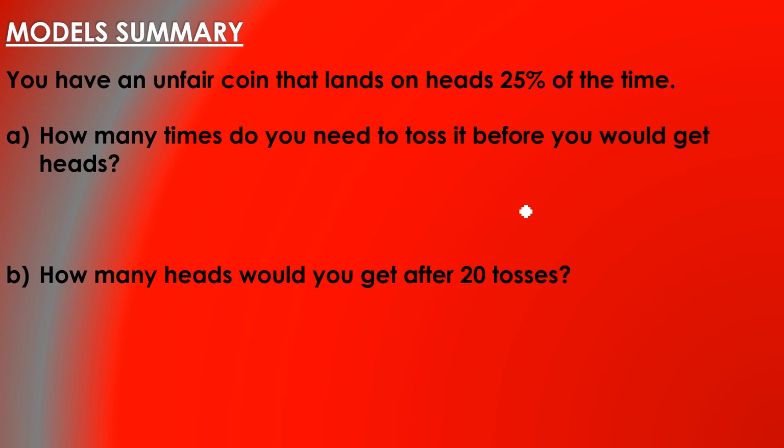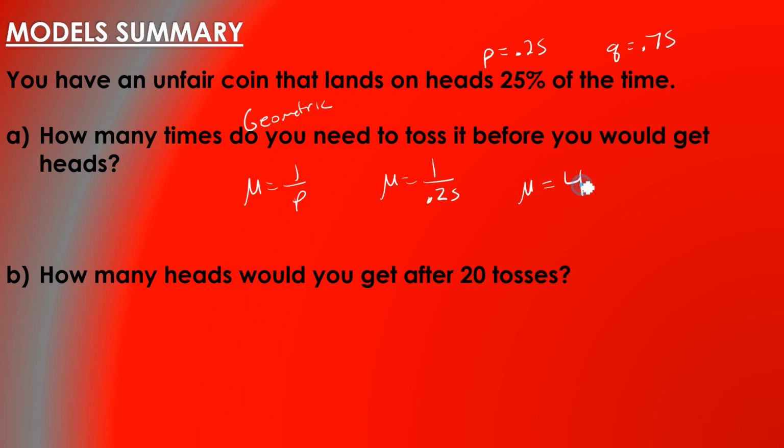You have an unfair coin that lands on heads 25% of the time. So we'll call that our success, so 0.25, which means our failure is 0.75. How many times do you need to toss it before you would get heads? So this is a geometric situation. And that means I'm going to use this formula. So 1 over 0.25, which is 4 times.